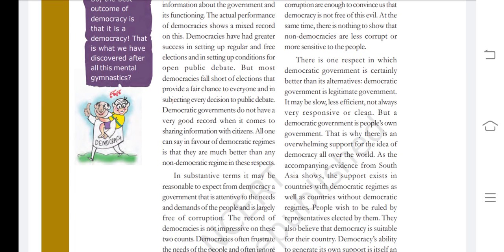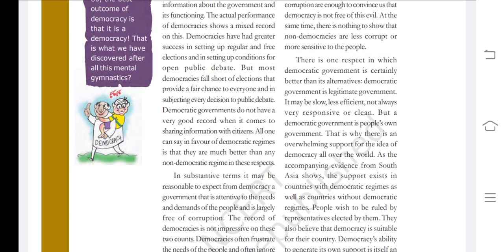This is known as transparency. Why is this called transparency? Because people can check the procedure, that how the government is made and whether the decisions which are made by the government are taken through correct procedures or not.